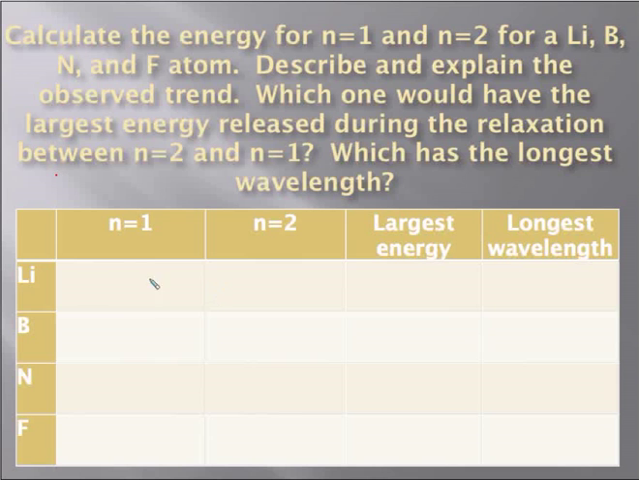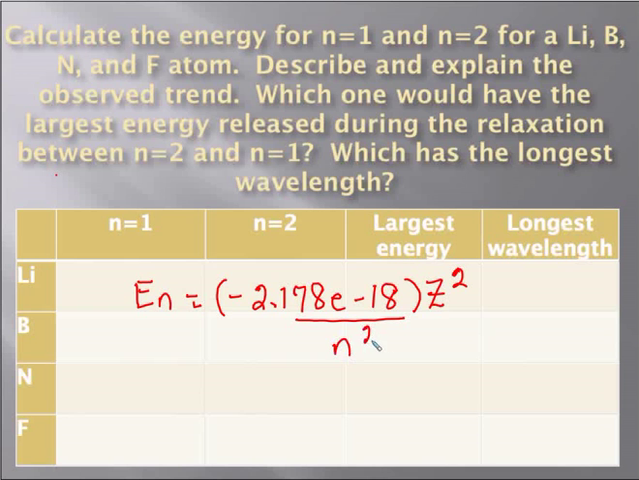Now, when we use that equation that I gave you, the energy for a particular energy level is minus 2.178 times 10 to the minus 18th Z squared over n squared. That's what we're going to be using right now. I'm going to do one or maybe two of them for you, and then I want you to do the rest. Again, those calculations will be part of your notes grade that I will be checking. So I want you to do those calculations.